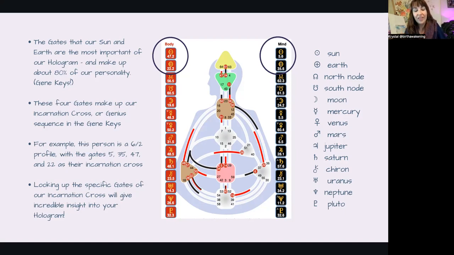So this person, for instance, they're a 6/2 profile, because we see those numbers on the right of the decimal in their conscious sun and earth and their unconscious sun and earth. Then when we look at their incarnation cross, we're going to see gate 5, gate 35, gate 47, and gate 22. So those 4 gates or gene keys are going to be tremendous insight into their personality.